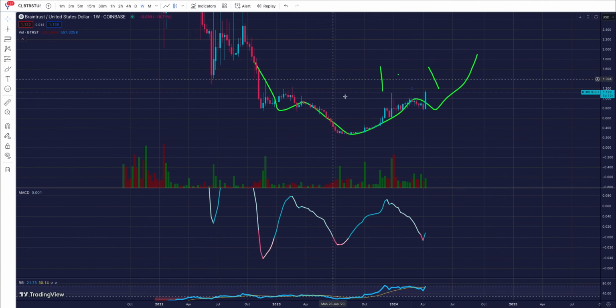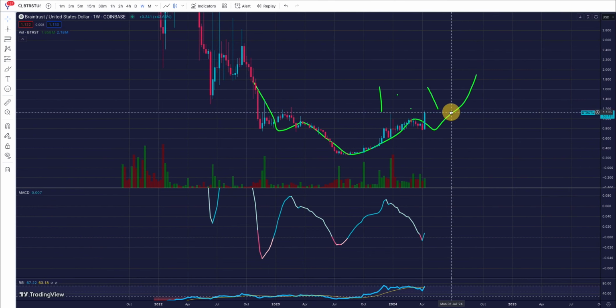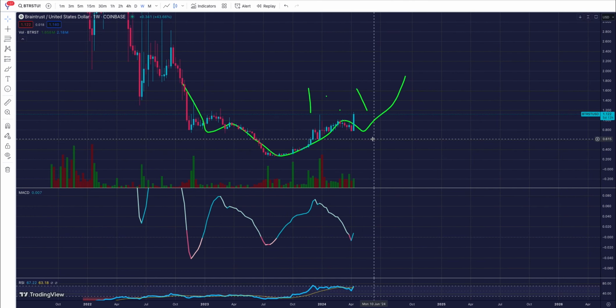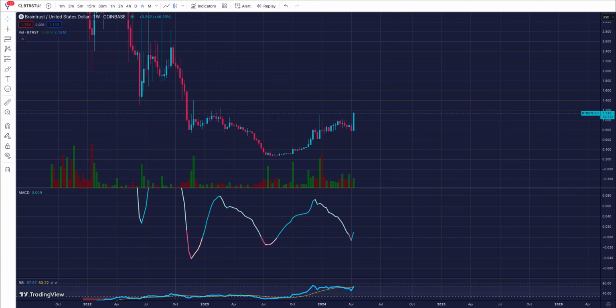It's terrible when TradingView does that. Okay. All right. So let me clean it up. All right. So we do see a divergence now.